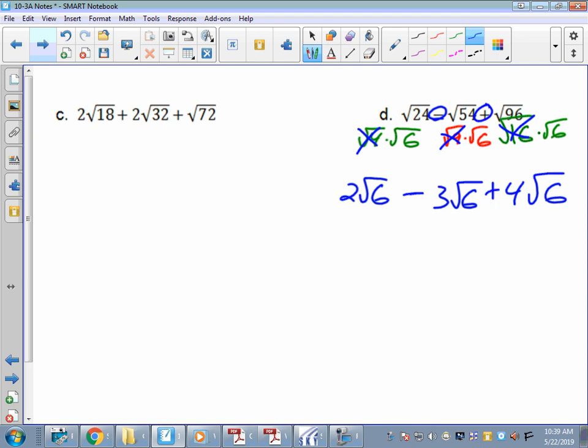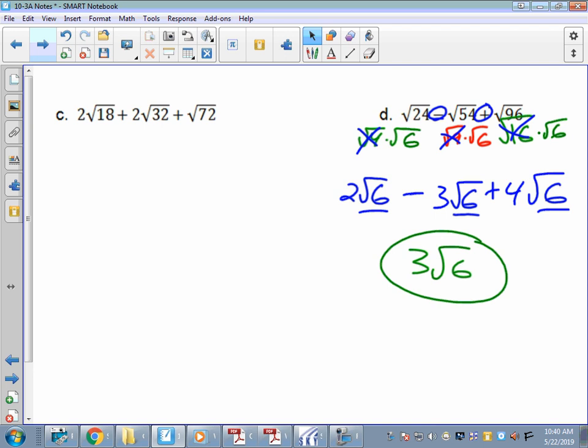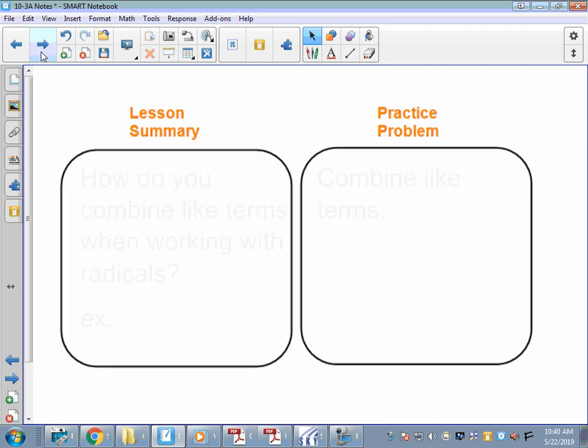So now we've got a 2 times the square root of 6, a negative 3 times the square root of 6, and a 4 times the square root of 6. So because those are all the same, I can add up my coefficients. And 2 minus 3 is negative 1, plus 4 is 3 times the square root of 6. That's my final answer there. All right, that does it. That's all there is to it today.